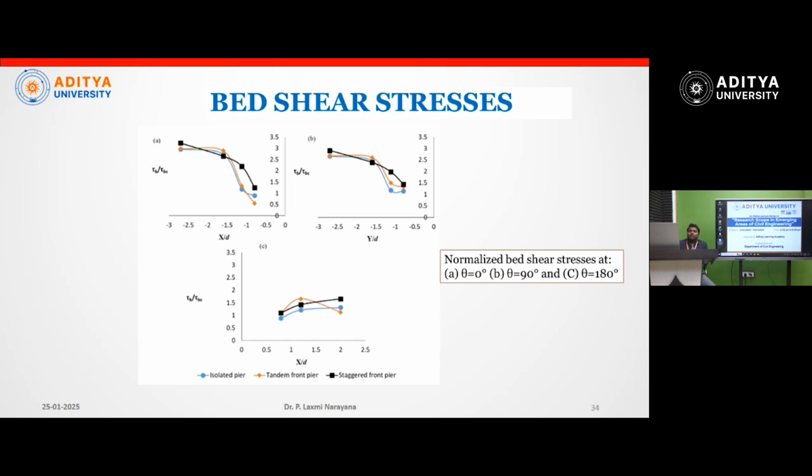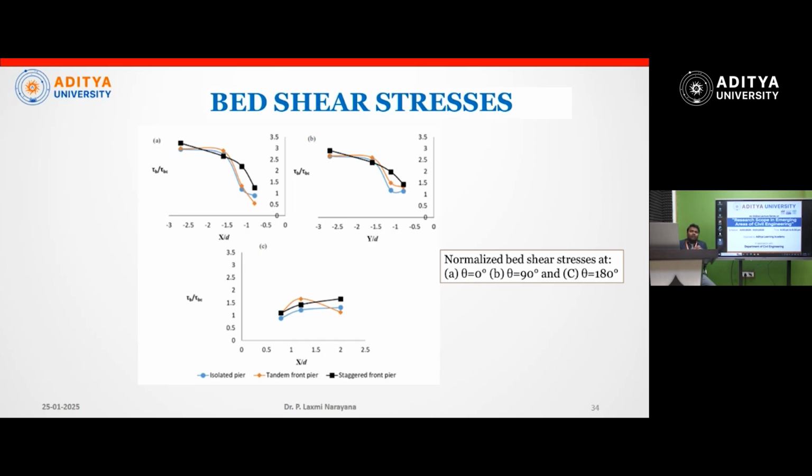In the B case, at 90 degrees, meaning the side, a little bit of particles are moving. That is the meaning. But behind the piers, we can see a larger number of sediment particles moving. So the understanding from the bed shear stresses is that the movement of the particles is very, very high behind the piers, not in front.